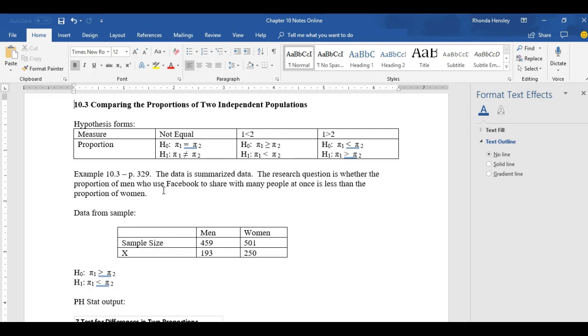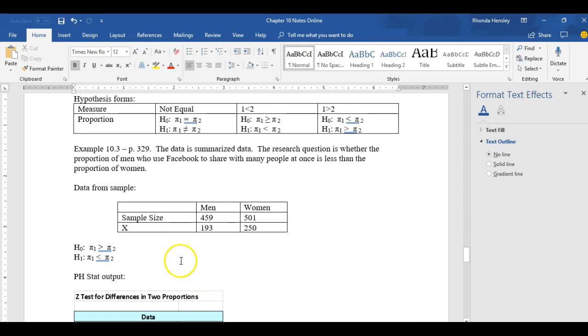we have a research question as to whether the proportion of men who use Facebook to share with many people at once is less than the proportion of women who use Facebook to share with many people at once. And instead of giving us the actual data, they give us summarized data, so we don't have to go compute the proportions. They tell us that X is 193 out of a sample size of 459 for the men, and 250 of the women did that out of a sample of 501.